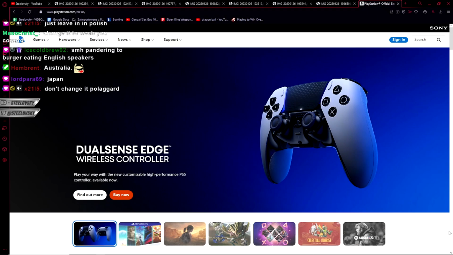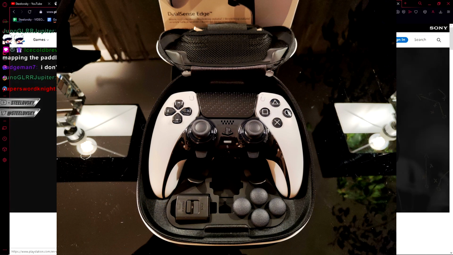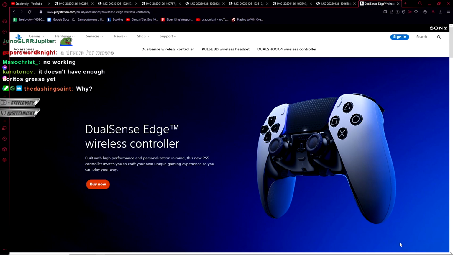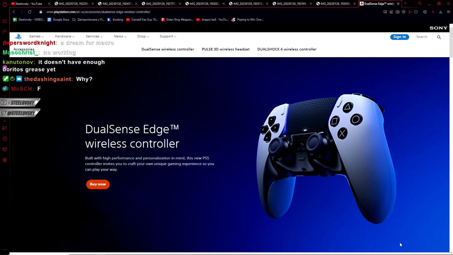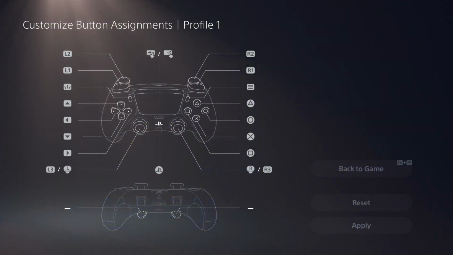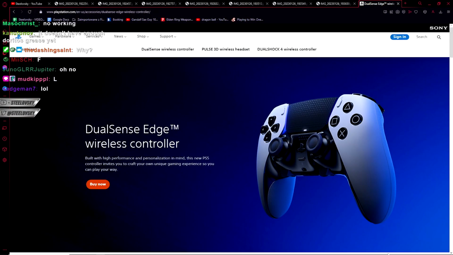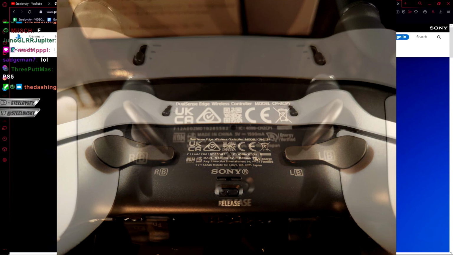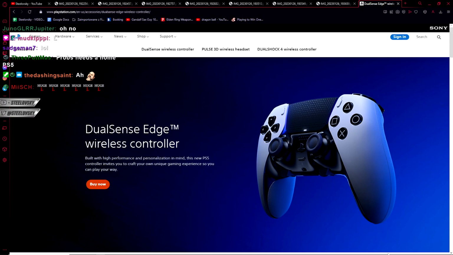I have bought DualSense Edge Controller. So the problem is you cannot configure it on PC. The only way to configure it is to plug it to PlayStation and then set the additional buttons and the profiles there. It's fucking stupid, man.